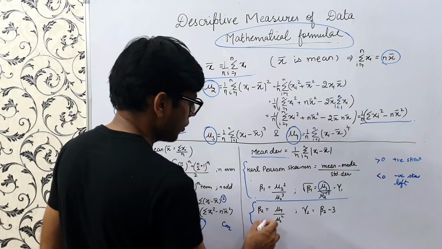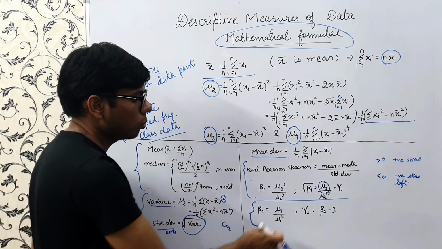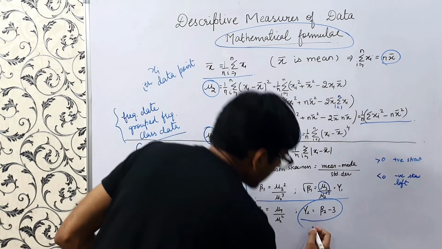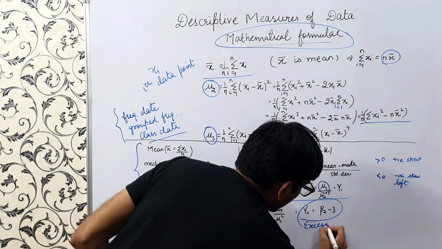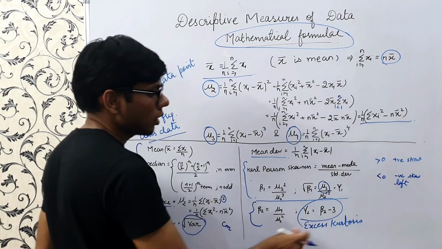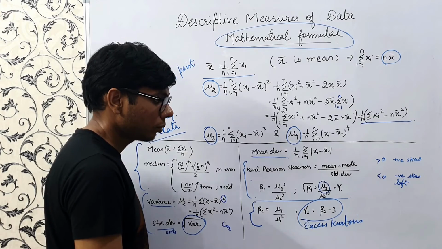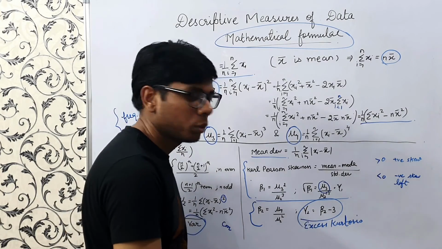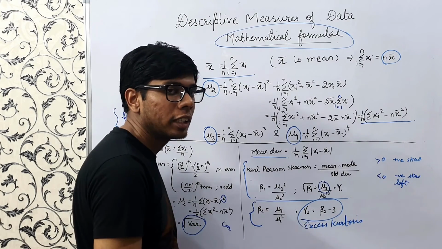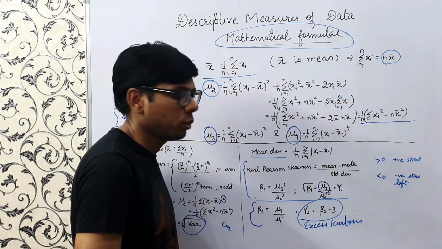And this is the measure of kurtosis. Beta 2 is nothing but mu4 upon mu2 square, and gamma 2 equals beta 2 minus 3. This is excess kurtosis, which I explained in my kurtosis video. If this equals 0, then it's a mesokurtic graph. Greater than 0, then it's leptokurtic. If it's less than 0, then it means platykurtic. All this I have explained in my kurtosis video.